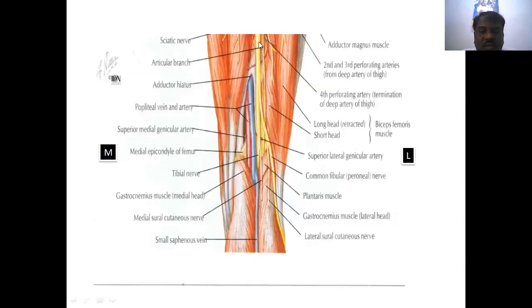This is the sciatic nerve. After reaching the popliteal fossa, it is divided into two parts. This is the common peroneal nerve. It crosses the neck of the fibula. This is the continuation, the tibial nerve. It enters and separates the two heads of the gastrocnemius.